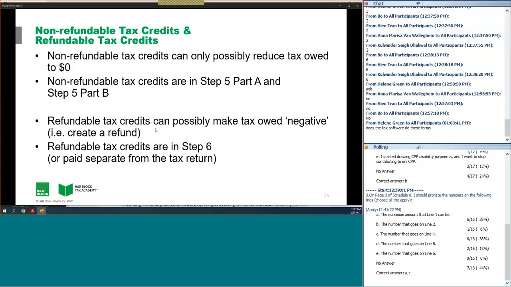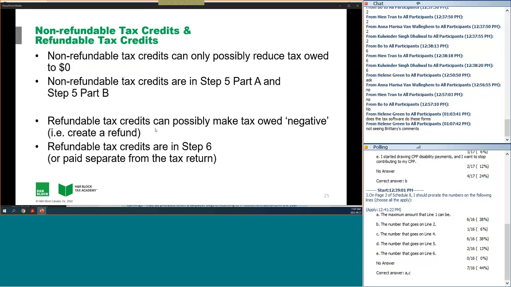Okay, so non-refundable tax credits can only reduce tax down to 0 and not past that. Refundable tax credits can take something that's 0 and turn it into a positive. So you will get any extra back.